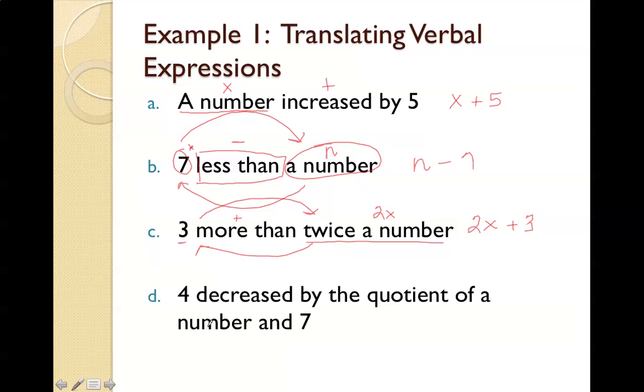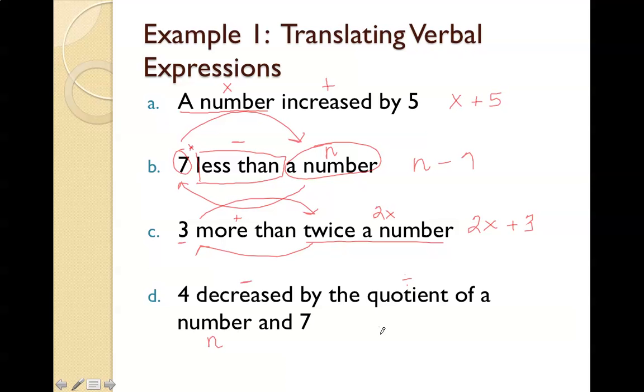And then the last one, 4 decreased by. Well, I know decreased by is subtraction. The quotient, and quotient was dividing, of a number, pick a variable, any variable, and 7. So let's write this out. I'm not dealing with less than or more than, so I don't have to switch anything.